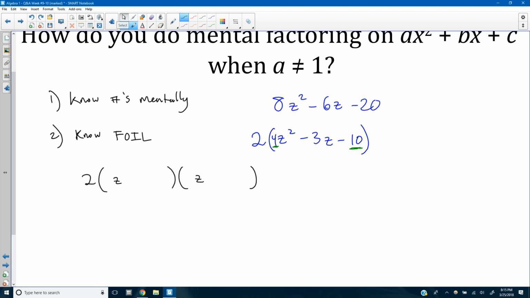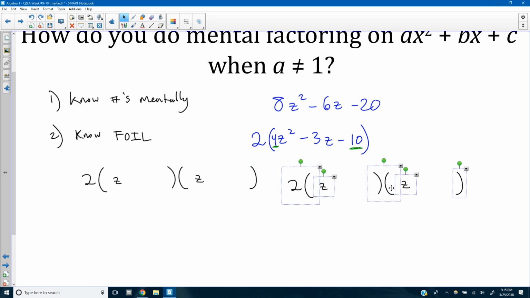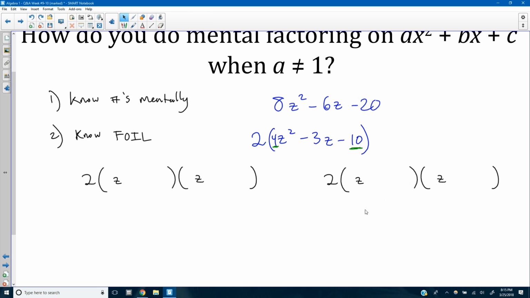Now here's where everything changes. So I'm going to copy and paste this thing a couple times here. I'm going to at least get 2 set up, because here's what's going on here. And you know what?